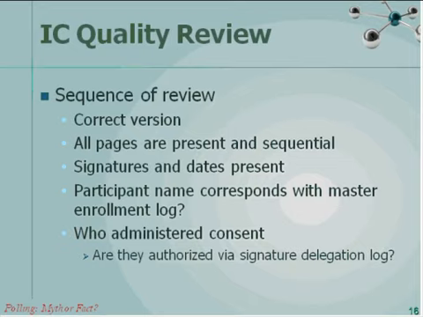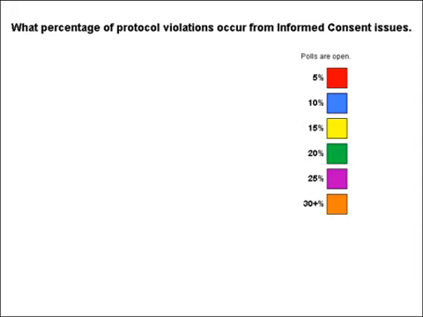At this time, we'll have a polling question before we go into the next segment. So what do you think? What percentage of protocol violations occur from informed consent issues? Do you think 5%, 10%, 15, 20, 25, or more than 30%? The polls are now open.